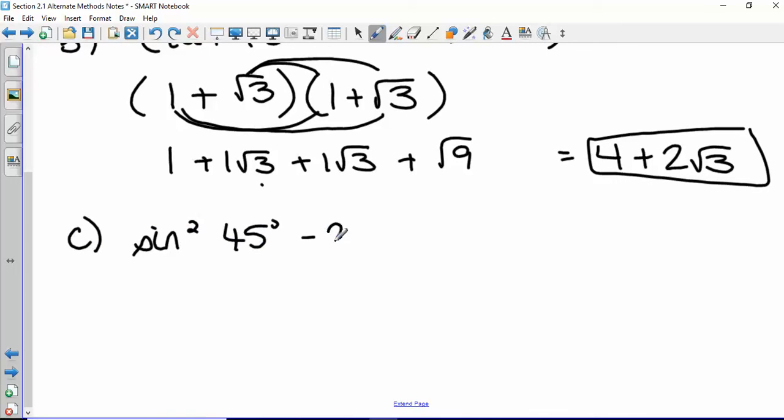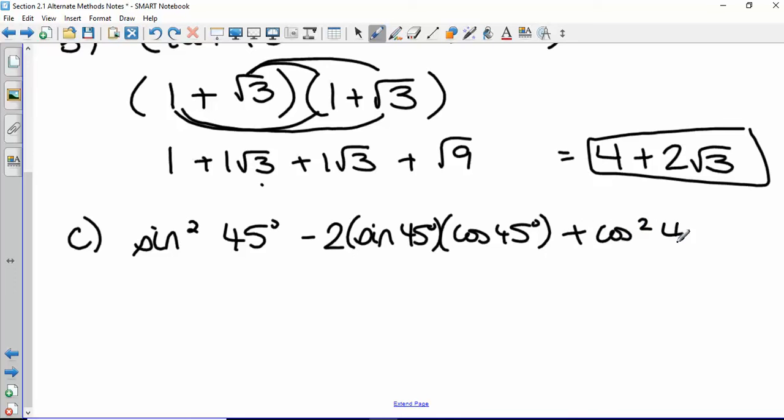Last one. This one's long. Okay. When you see this sine squared of 45, that means you take the sine of 45 degrees and then square your answer. So at 45, sine is the square root of the top over 2. So radical 2 over 2.